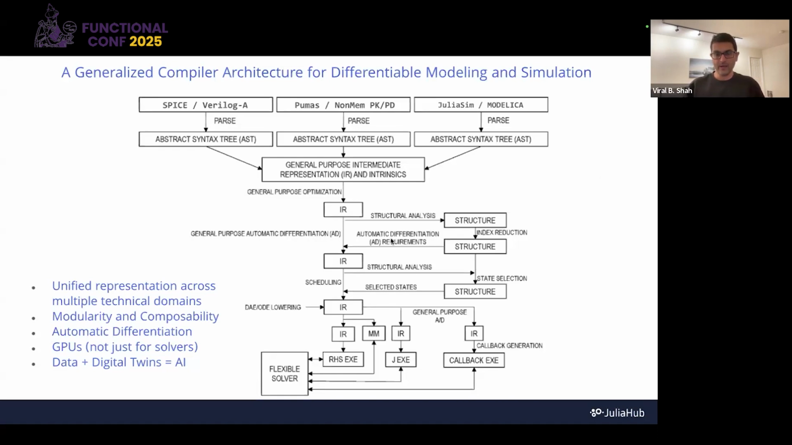And if you look at it, at the center of this, it looks like a traditional compiler, right? You have your intermediate representations, and you have your code generation and all the typical compiler passes. But what we've done is extended this entire compiler stack with passes that work with structural analysis, state selection, with working with systems of equations, typically differential algebraic equations.